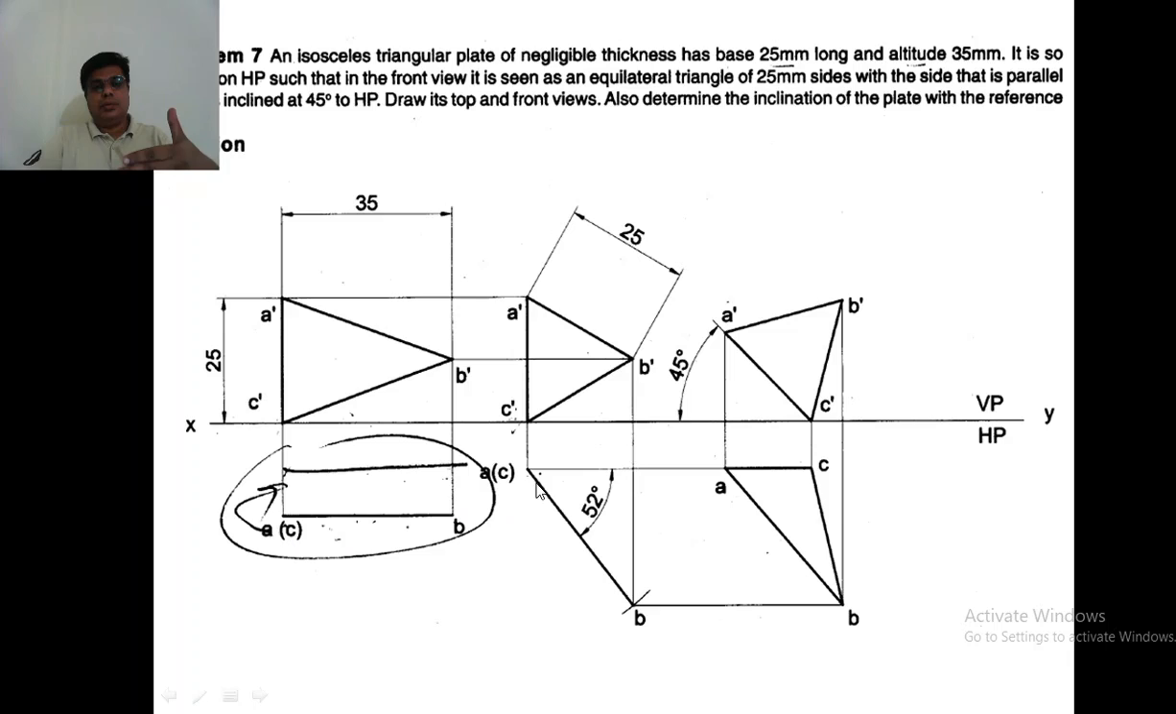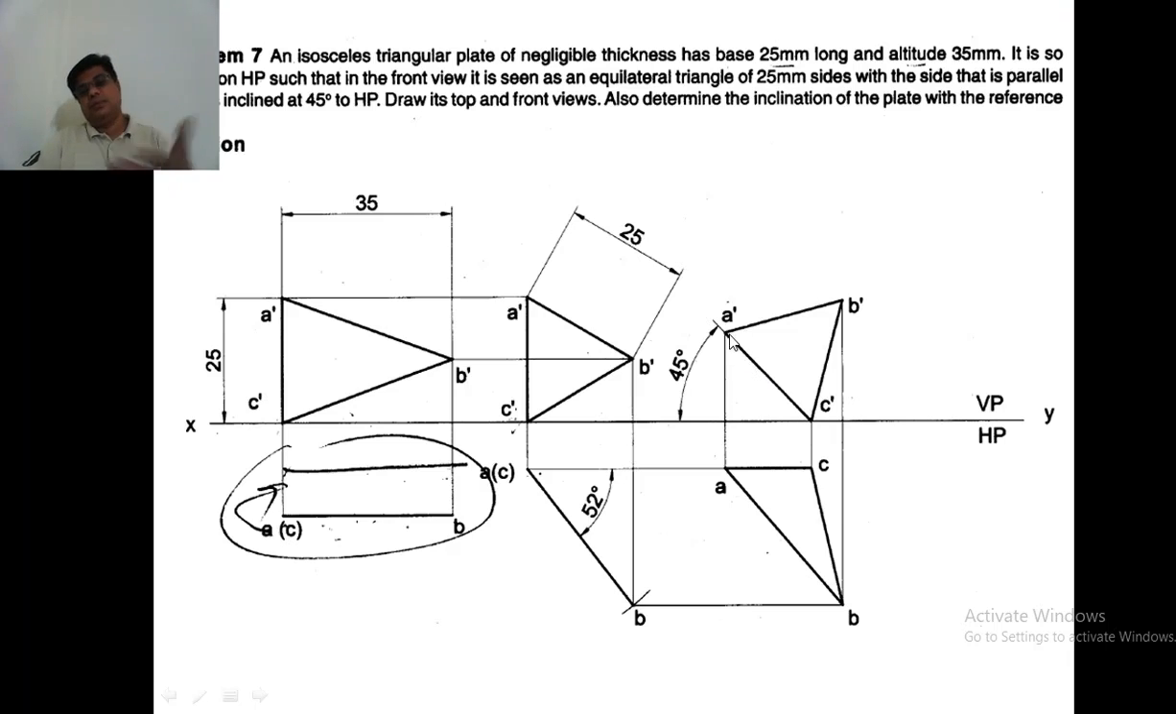Then this top view you just incline it. So it is inclined at 52 degrees to the VP, and that height is given. So that height you measure. So instead of giving the angle, he is giving the height. So take that height, measure it and you will get the angle. So now this is inclined to VP. The plane is inclined to VP, and then this edge, this AC, you make it 45 degree to the HP. So that inclination to HP will be seen in the front view.